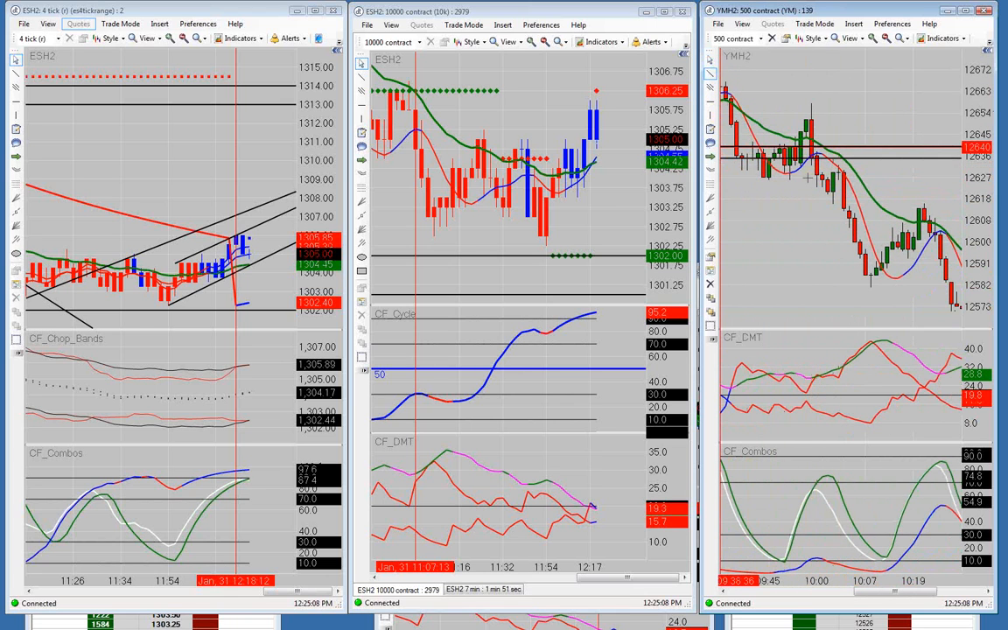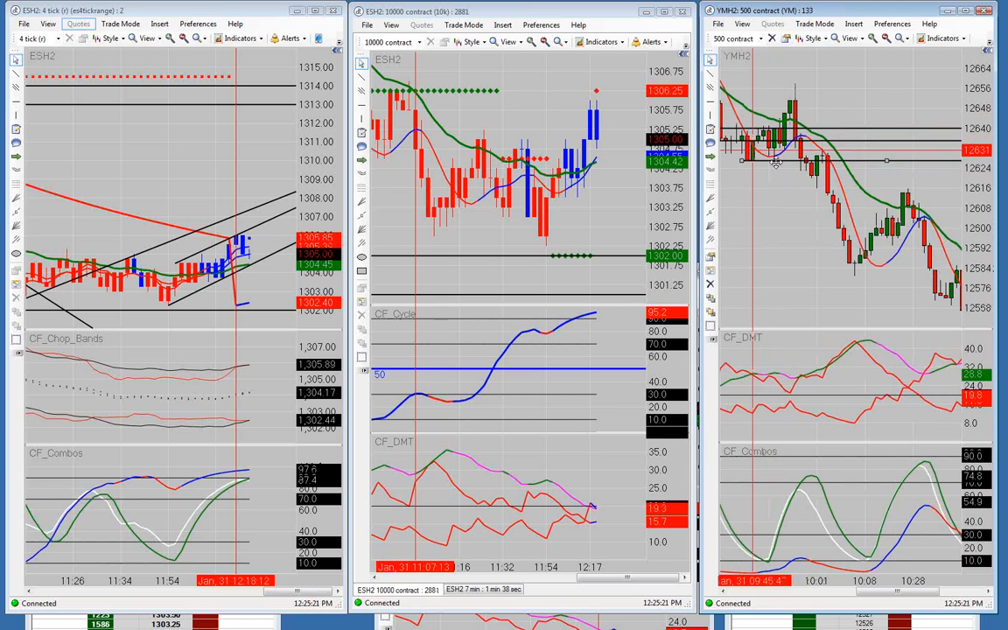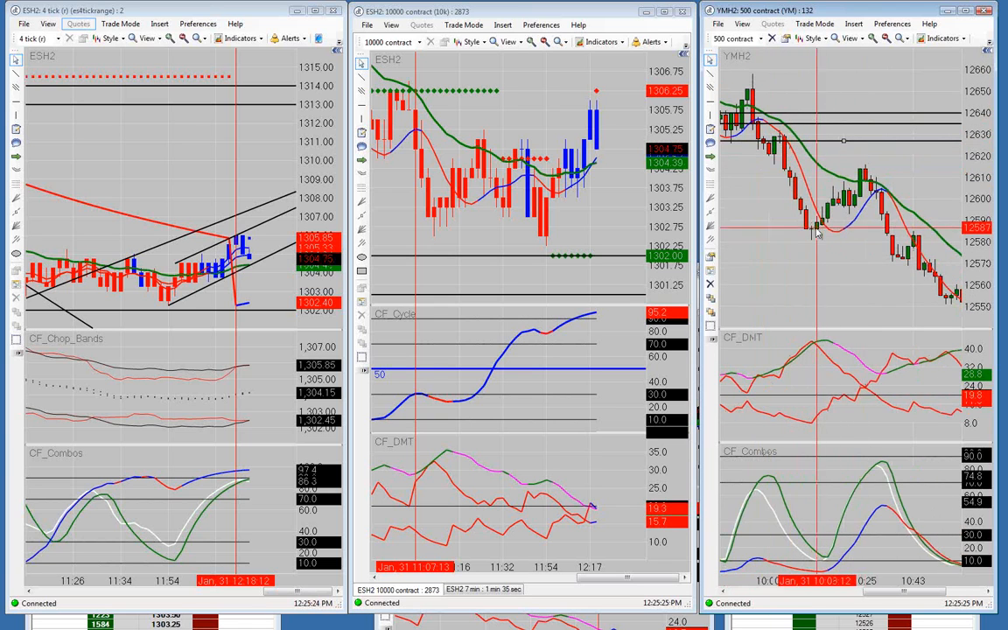On the YM, he took 20 points when the price broke down below this level. That's when he took the trade. It was coming off of the weekly trading zone, off of the BBC, and he was just looking for price to start to break down below this level right here. And it did, and he took his 20 points right there, from there to about here.